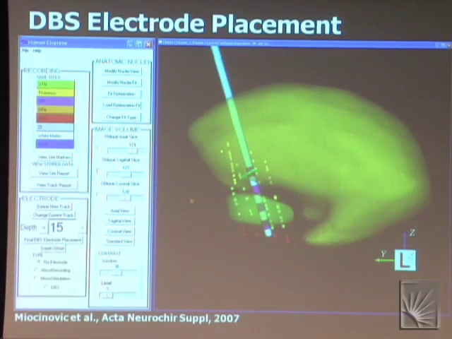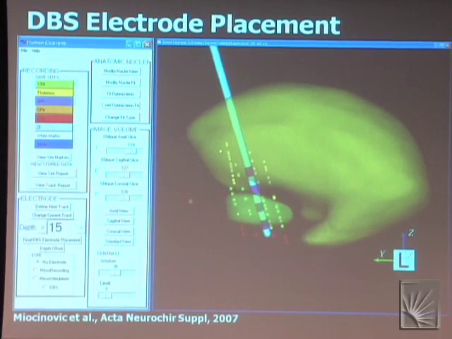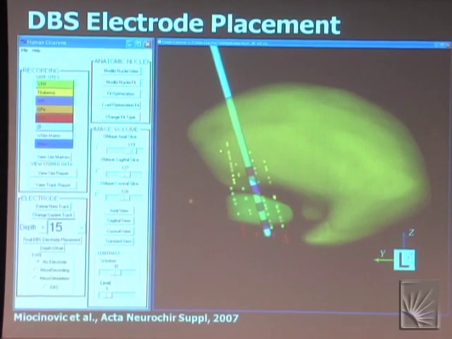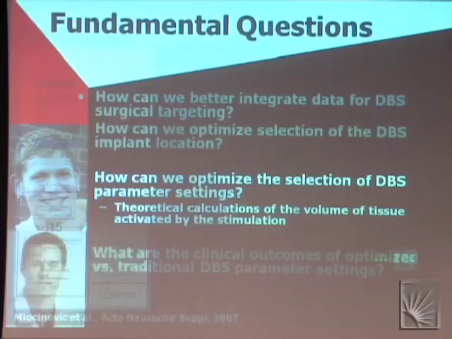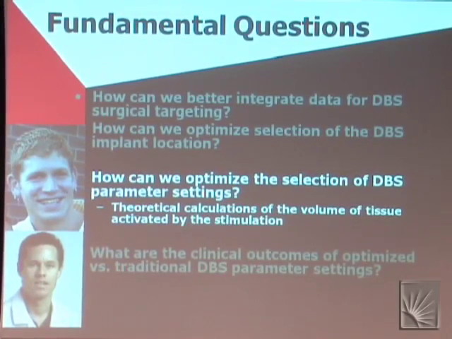And then, here's how you could visualize how that electrode would end up and where it would be in reference to all of that information. And the concept is that people could do this and visualize this in the operating room in combination with the current technique of using intraoperative fluoroscopy to visualize where the electrodes are. But that doesn't provide any information about the anatomy. So once the electrode's in there, how can we optimize the selection of the parameter settings?